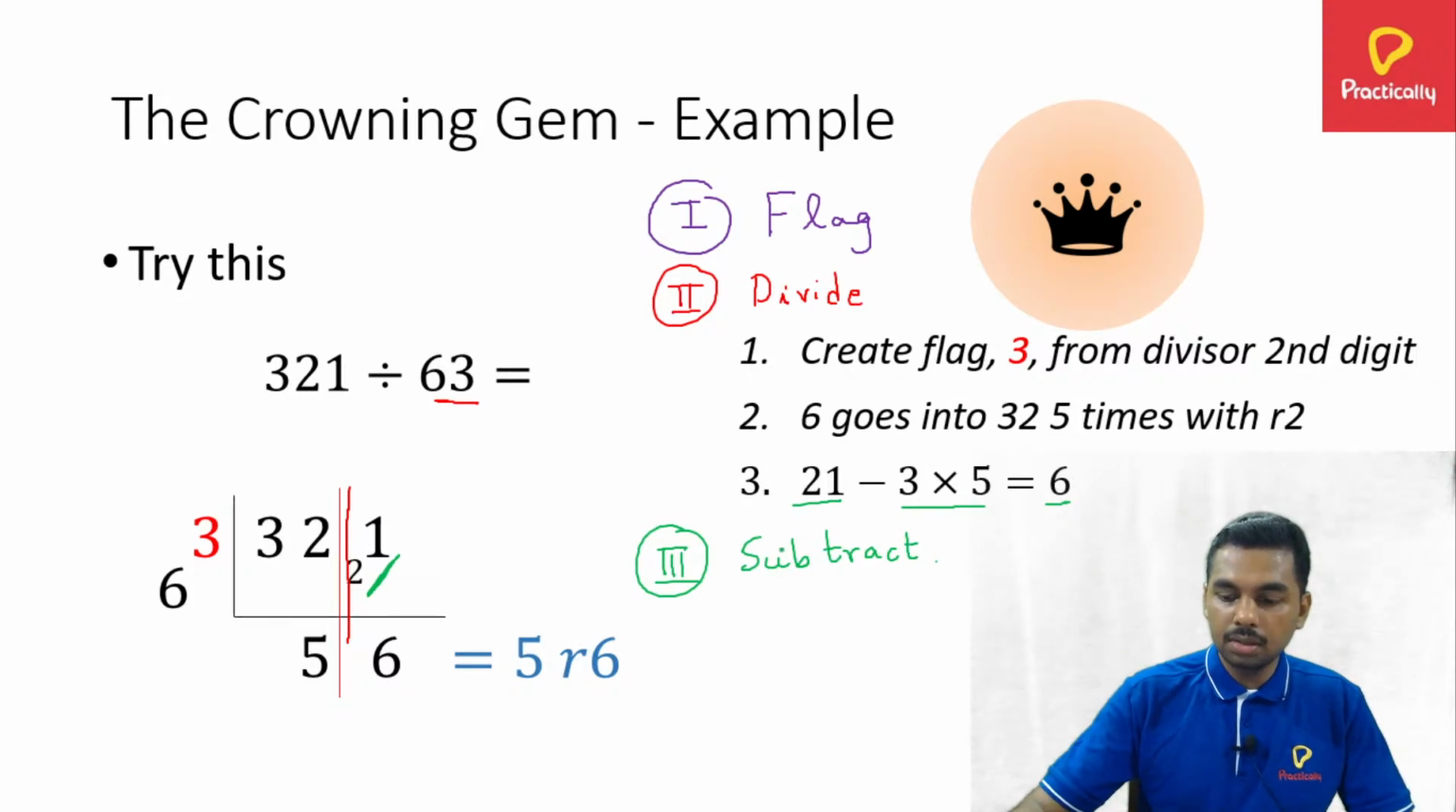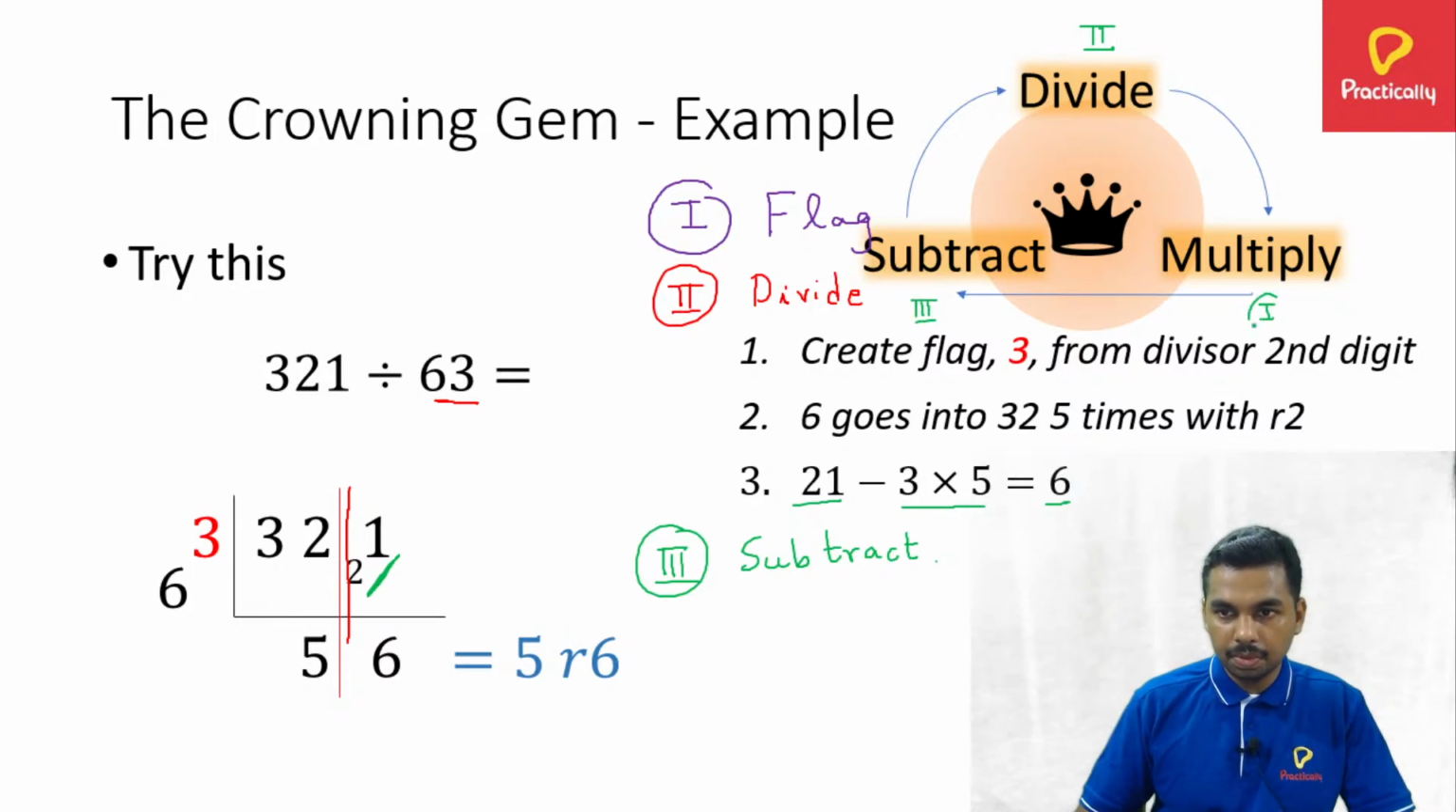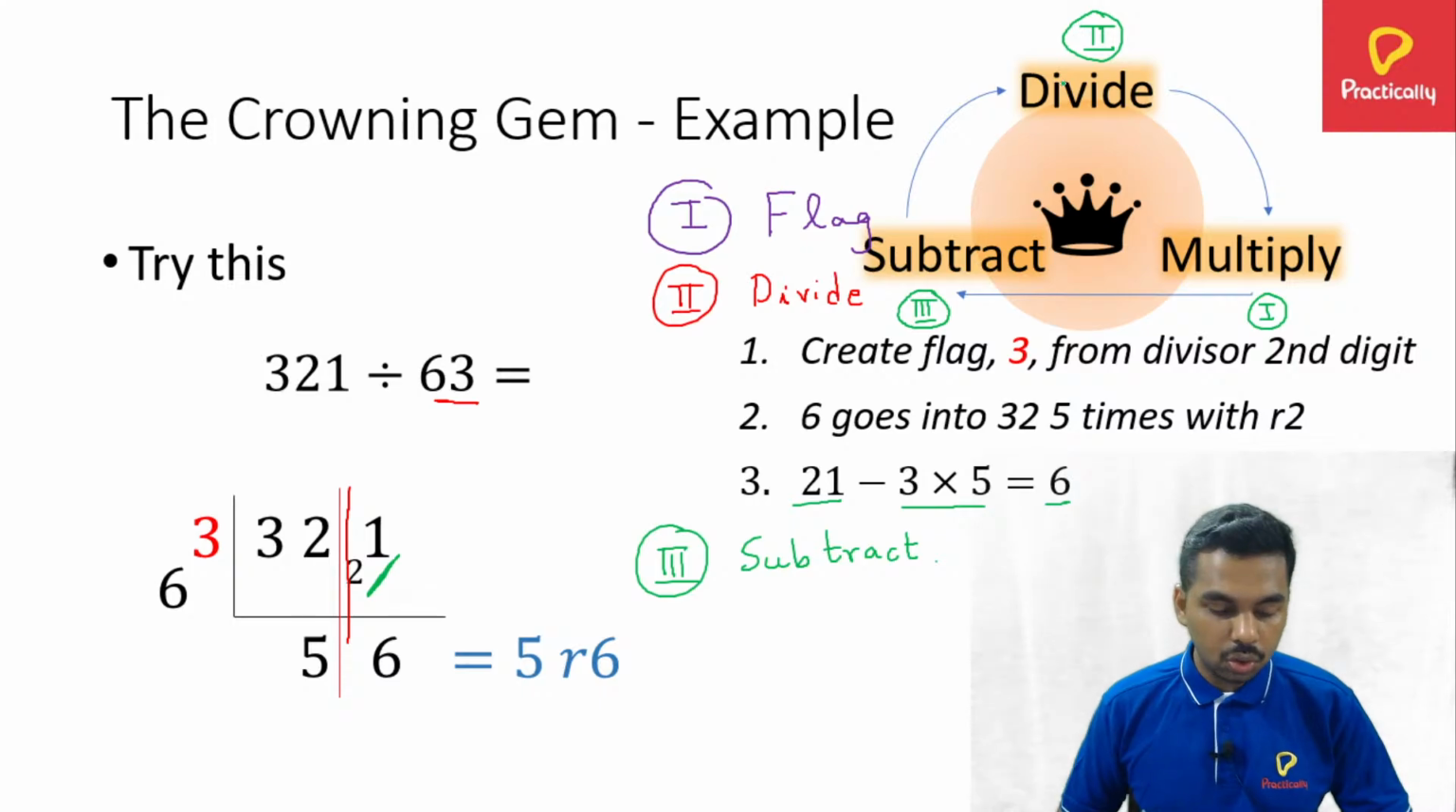So these are the 3 steps involved: multiply, divide and subtract. The multiply step is the first step, because you multiply with the flag number, and the divide step is the second step. Alright, is this understood by everyone?